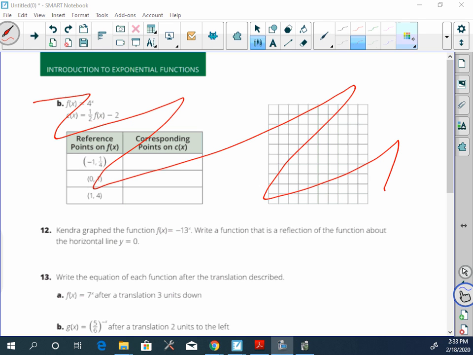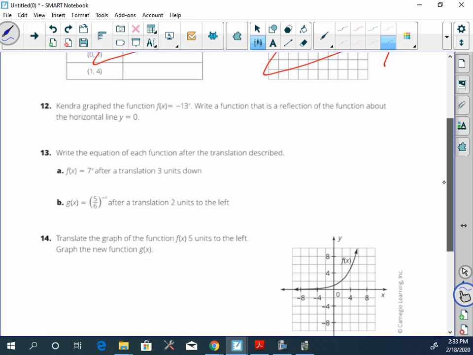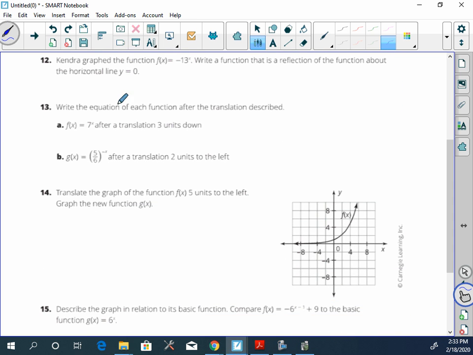The back page of this, if you got the revised version, the numbers might not match up, but same questions. So we cross off that one if it's on yours. And then this one here, Kendra graphed this function, f of x equals negative 13 to the x power. Write a function that is a reflection of the function about the horizontal line y equals 0.